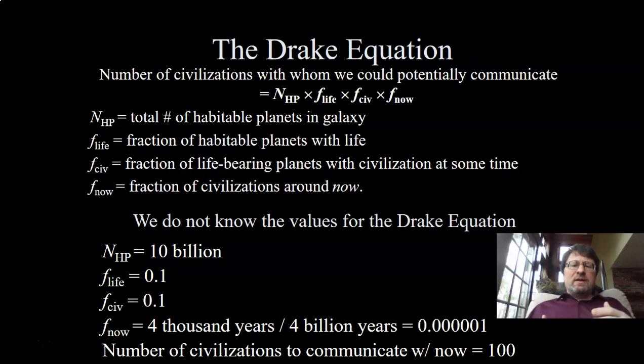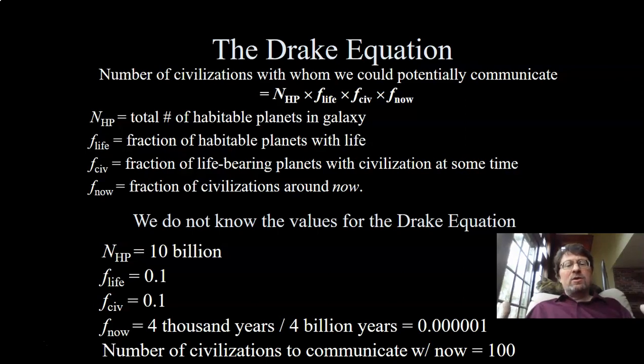And so if you take that scenario as representative of what would happen in general, well, if a civilization typically exists for 4,000 years out of the 4 billion year history of the Earth, maybe you would make an estimate that one millionth of the civilizations would be around at this given moment.